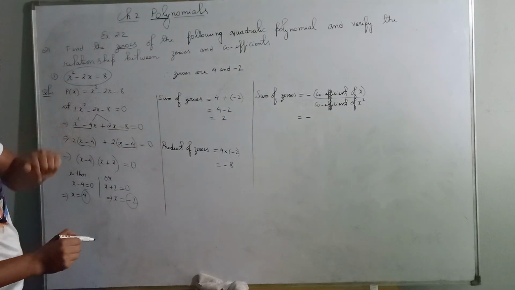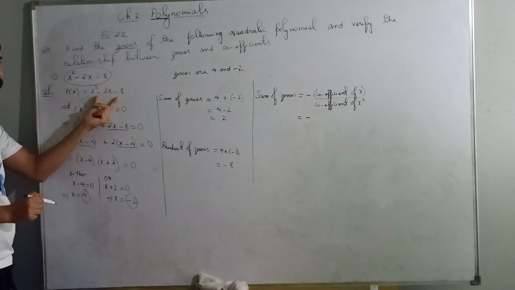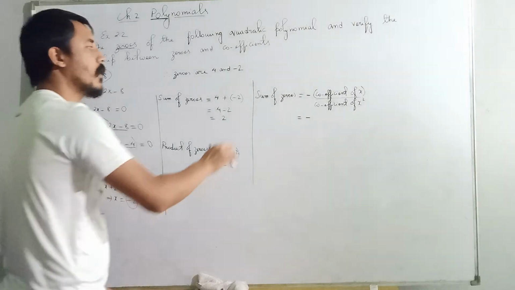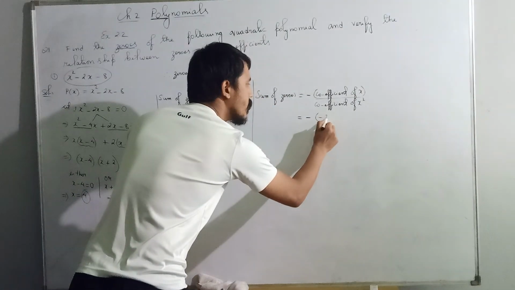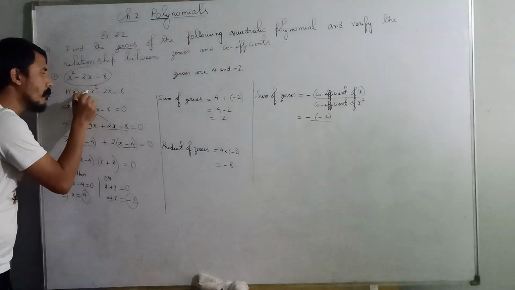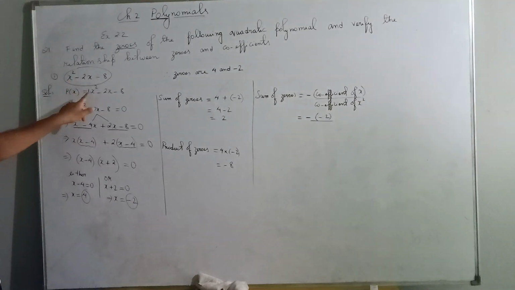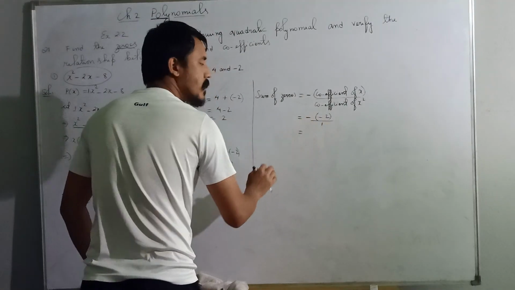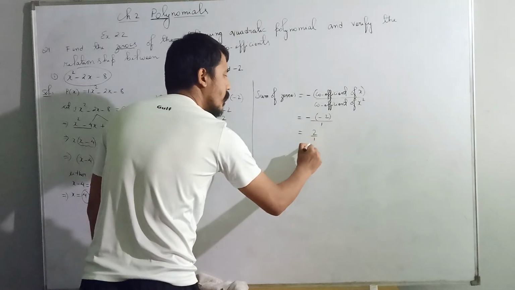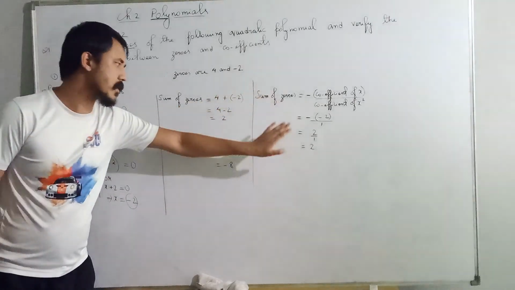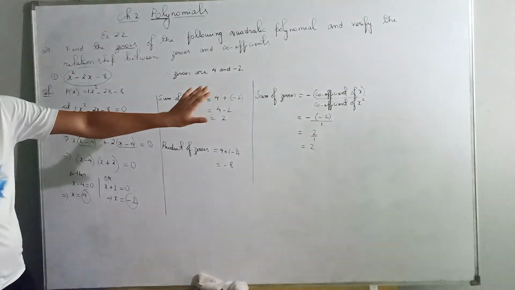Now coefficient of x: this is your polynomial, and the coefficient of x here is minus 2. So I'm going to write minus coefficient of x, which is minus 2, upon coefficient of x squared. The numerical value present with x squared here is 1, so the coefficient of x squared is 1. Now minus minus is plus, so plus 2 upon 1, which is equal to 2. So the sum of the zeros obtained here and the sum of the zeros obtained here are equal, hence verified.